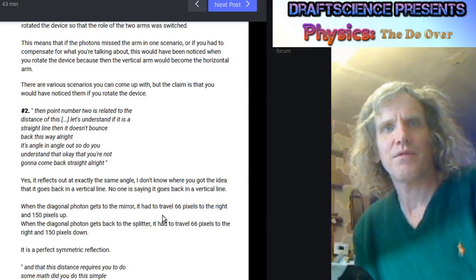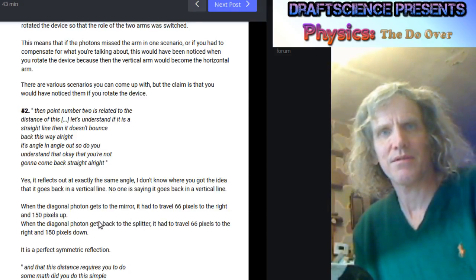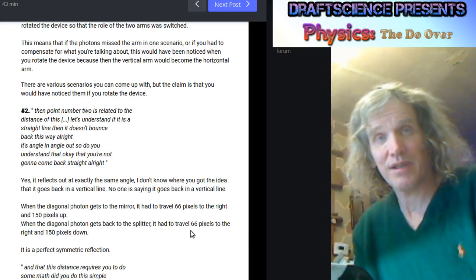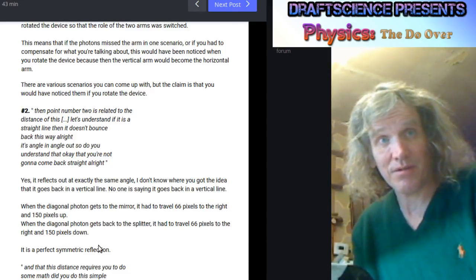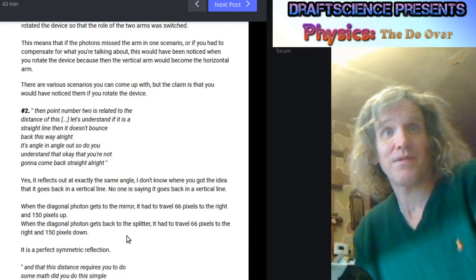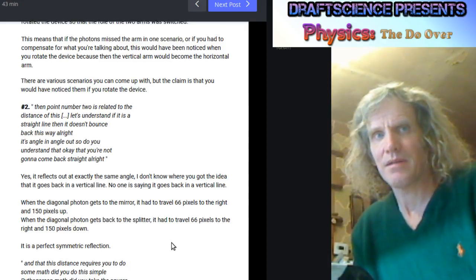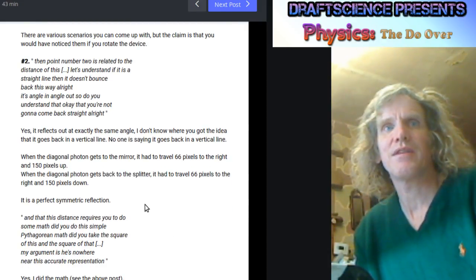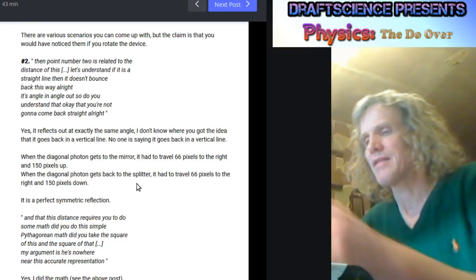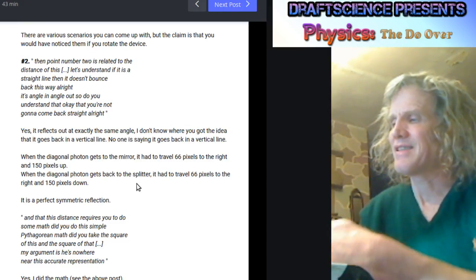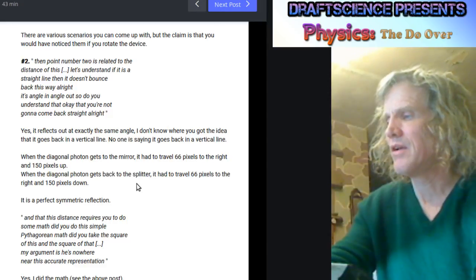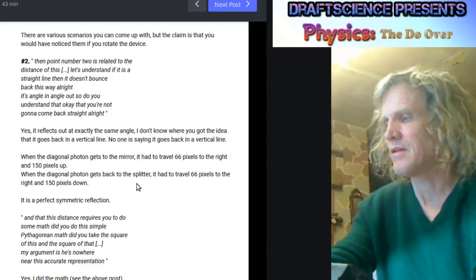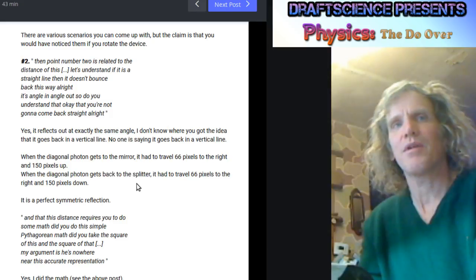Alright, when the diagonal photon gets to the mirror, it had traveled 66 pixels to the right and 150 pixels up. When the diagonal photon gets back to the splitter, it had to travel 66 pixels to the right and 150 pixels down. Alright, so anyway, a perfectly symmetric reflection. Yes, but the point is this longer distance, when the mirror's here, means that in the time it takes to do this line, that's only going to get you here. It's not going to get you to the mirror, and that's the problem.